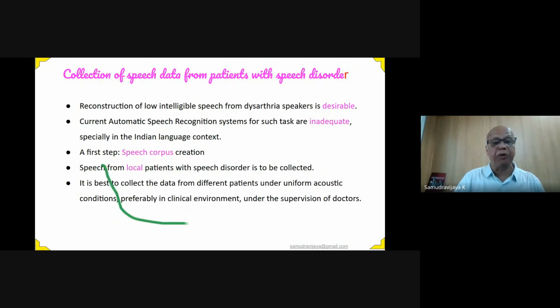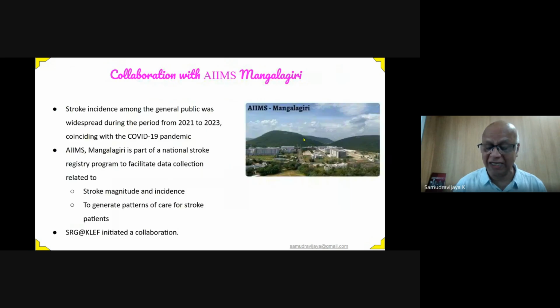Where do we get these people? They come to the clinics, and it is better to collect in a uniform environment and under the supervision of a doctor, so that we do not stress them unnecessarily. If you ask them to speak too many questions, they may be stressed. Therefore, it's best that this activity is done under the supervision of doctors.